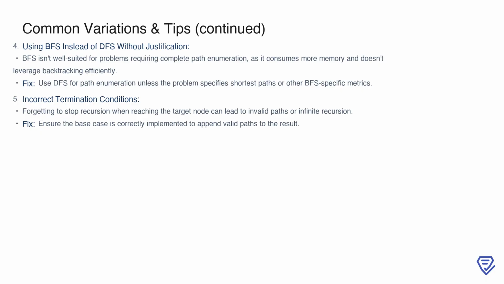Another frequent issue is having incorrect termination conditions. Forgetting to stop recursion when the target node is reached can cause invalid paths or even infinite loops. To prevent this, ensure your base case is well defined so that valid paths are appended to the result at the correct point in the algorithm. Paying attention to these details will make your solution both robust and efficient.